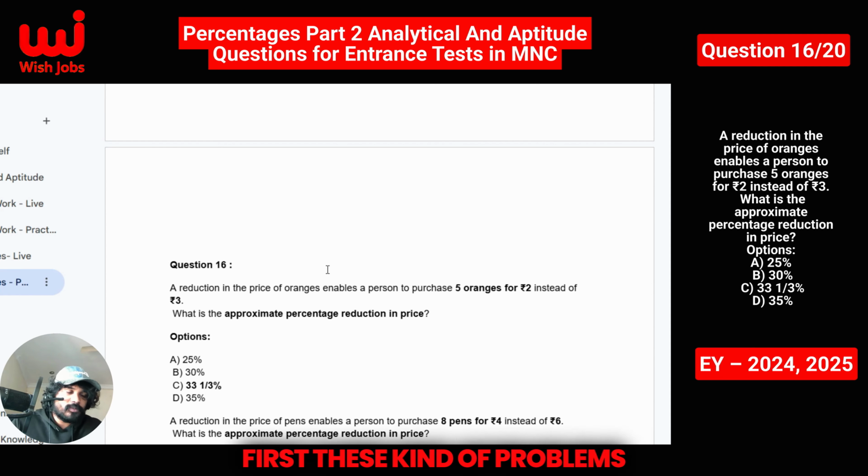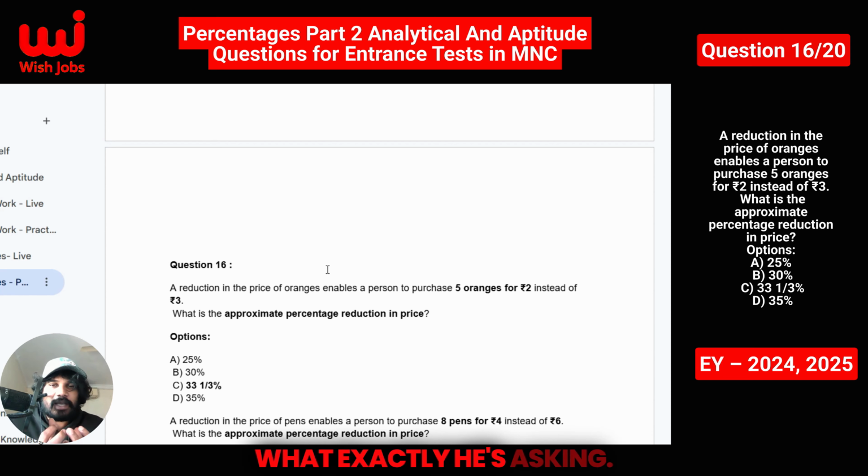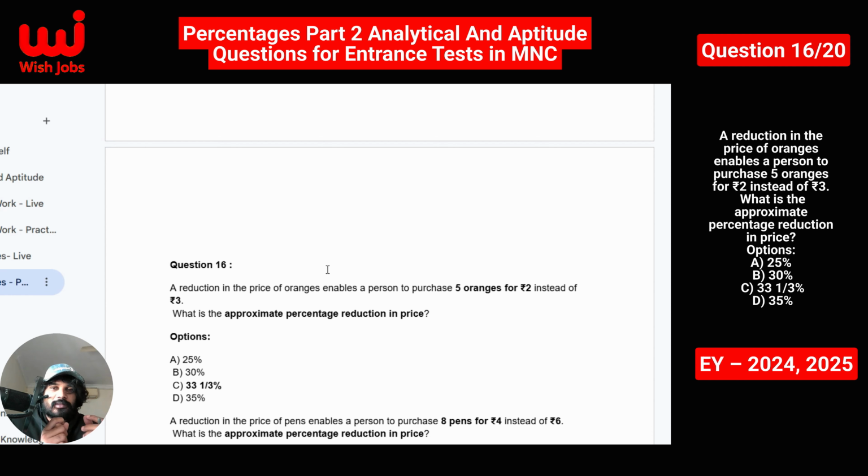First, with these kinds of problems, try to understand what exactly he's asking. When the price reduces, previously he used to buy 5 oranges for 3 rupees. Now he's only paying 2 rupees. That means he's getting some kind of discount, and that's why he's able to purchase more. When you used to pay 3 rupees, now it became 2 rupees.